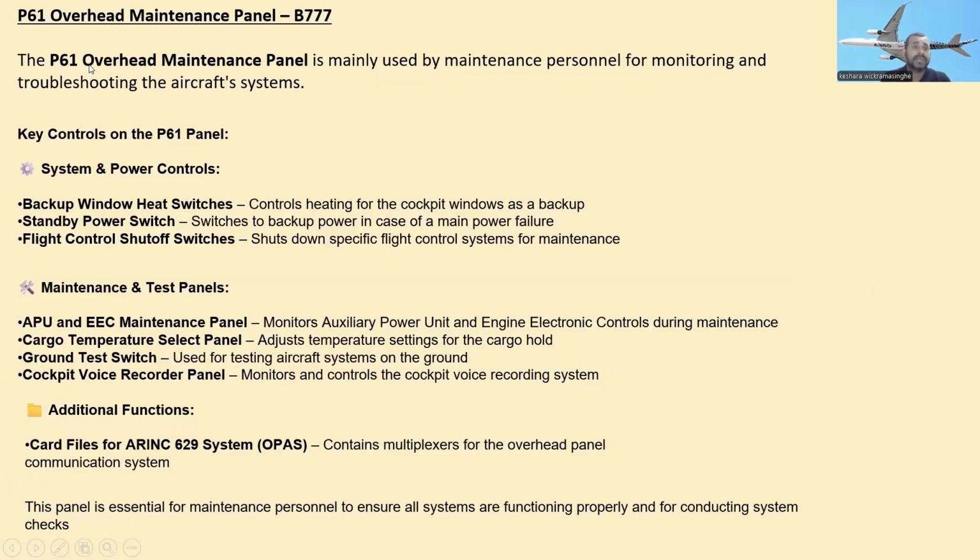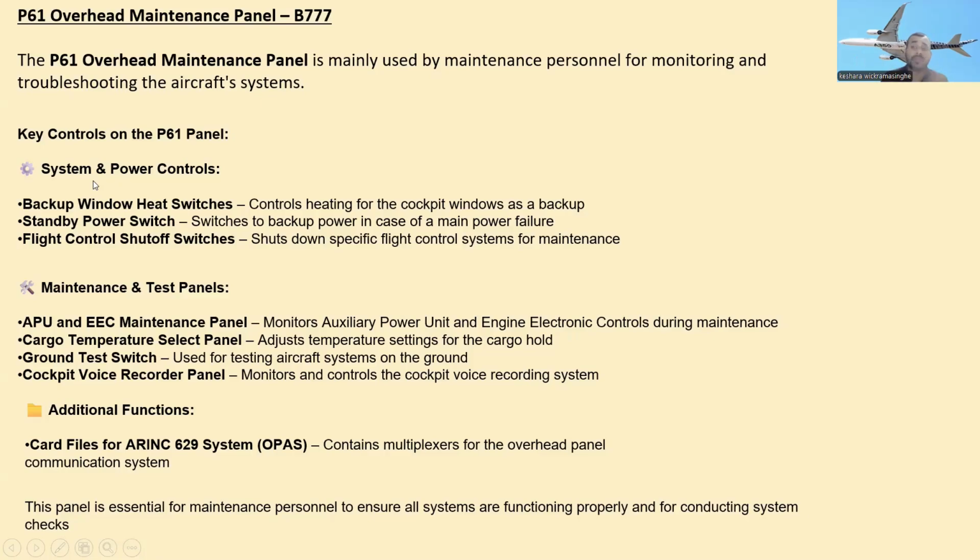All right, the P61 overhead maintenance panel is mainly used by maintenance personnel, not for the crew. It is used for monitoring and troubleshooting the aircraft. The key controls on the P61 panel are system and power controls.